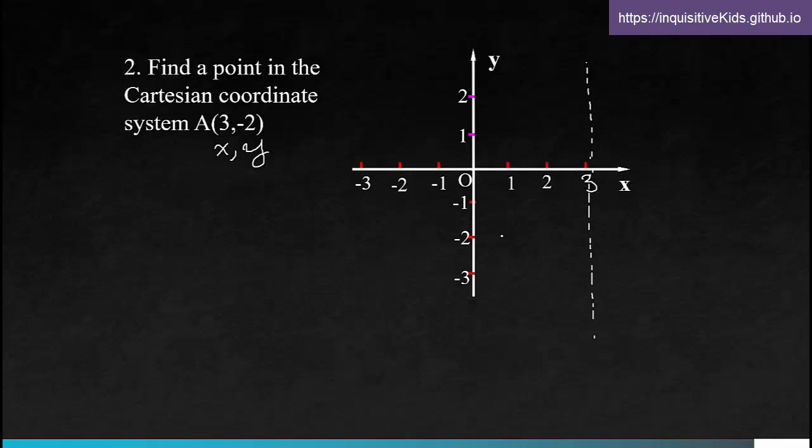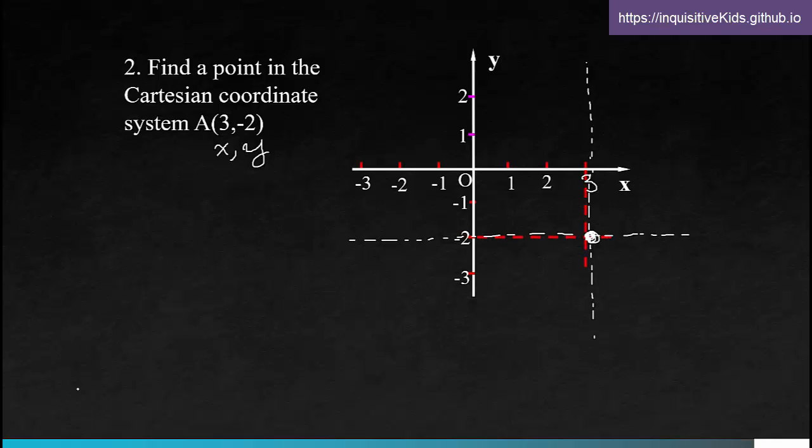What about -2 though? What other line will have a y value of -2? Well, that would be all along this line right here. The place where they intersect would be the single and only point on this entire plane that matches the requirements: it has an x value of 3 and a y value of -2. It is the only intersection point of these two lines. So therefore, this is point A.